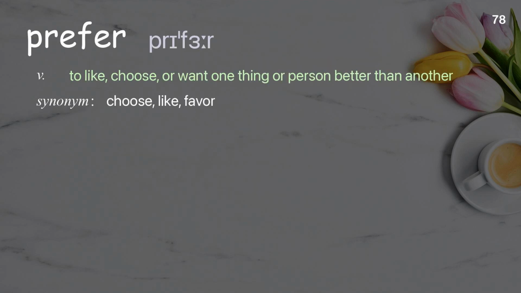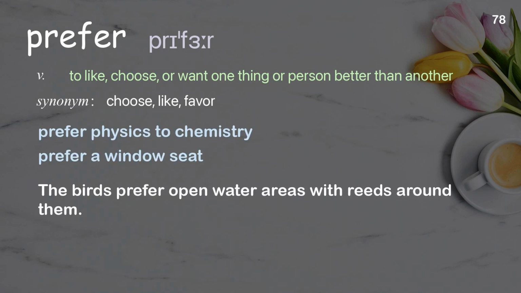Prefer. To like, choose, or want one thing or person better than another. Examples. Prefer physics to chemistry. Prefer a window seat. The birds prefer open water areas with reeds around them.